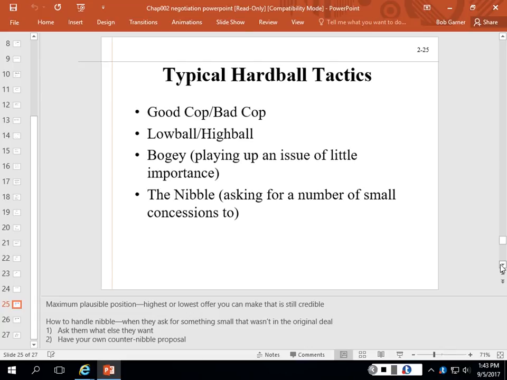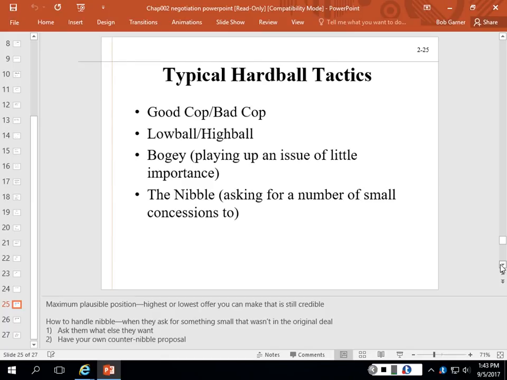Good, thanks. All right, so MPP, very important: maximum plausible position. If somebody's selling a house, their asking price is $200,000, and you offer them $50,000, what are they going to say? Get out of here. Why? Because you have basically insulted them.